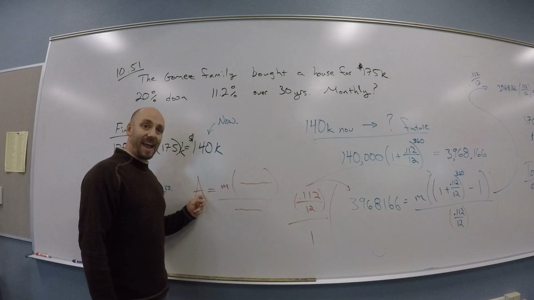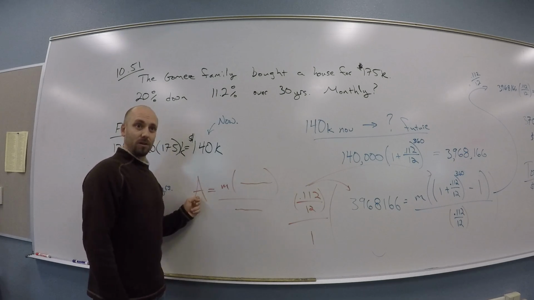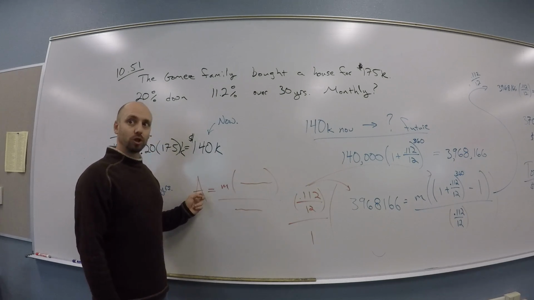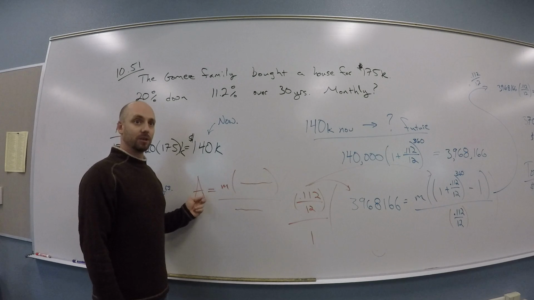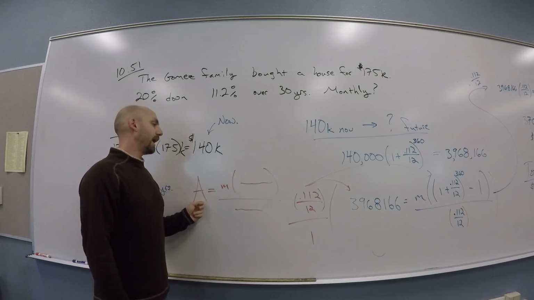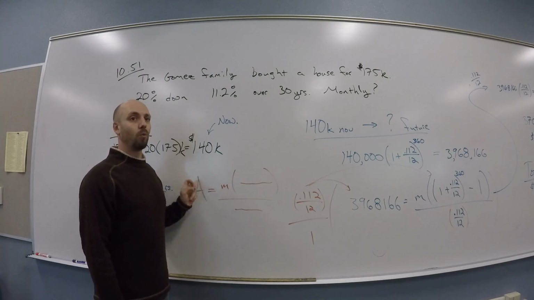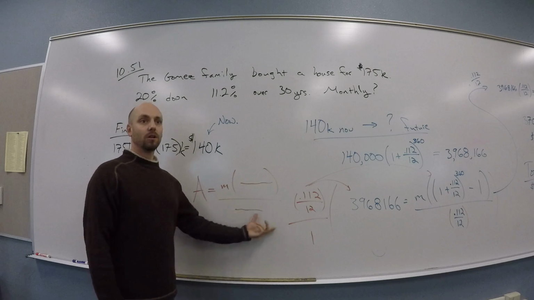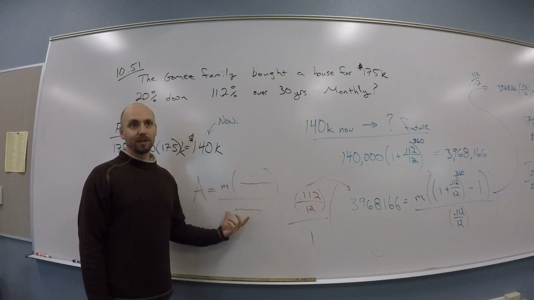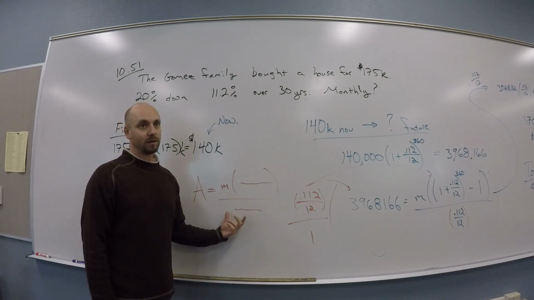So, the A in the annuity formula is the future value of this annuity. So this thing lives at the time you make the last payment. So that's what this A means. This is the total of all of this payment structure that you've been doing.